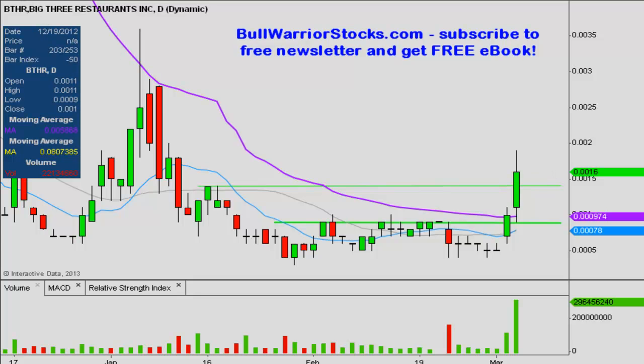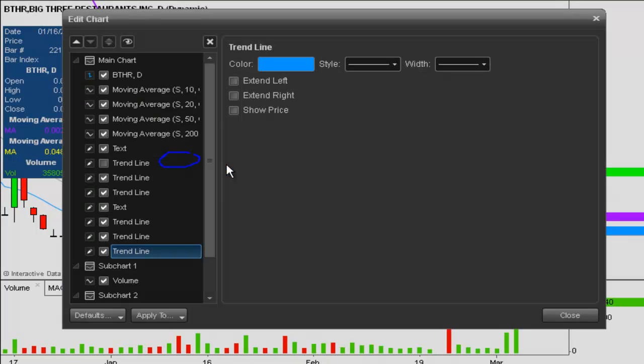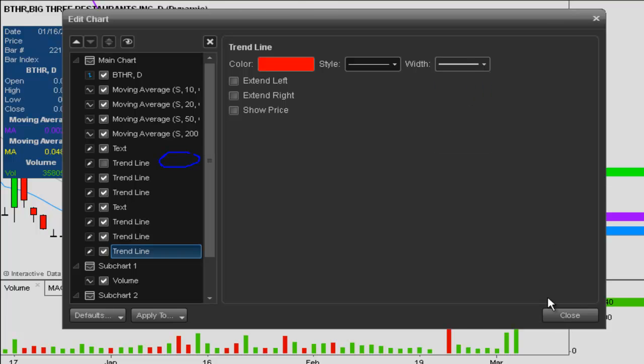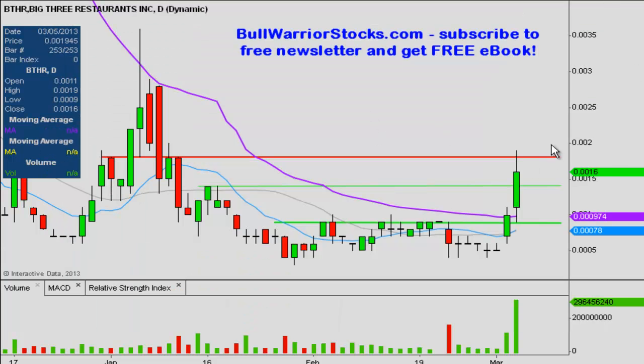In terms of resistance levels, the one that is sticking out to me is right here, and we'll call this at 0.0018. You can see quite a bit of price history here. Acted as resistance a couple times back in early January. So this will be the first level of resistance. Now the price did break above it intraday today, but since we're looking at the daily chart, we care about where the close is. So since it closed below, it's still technically a level of resistance.